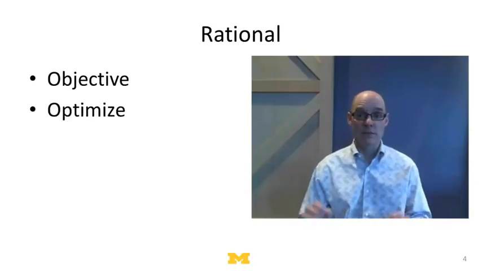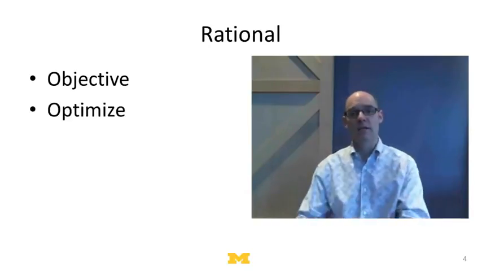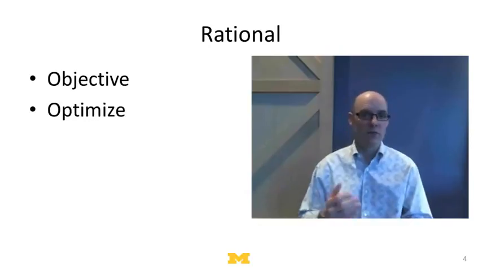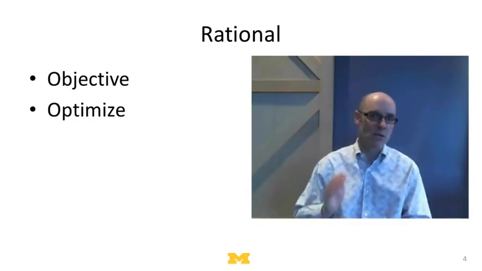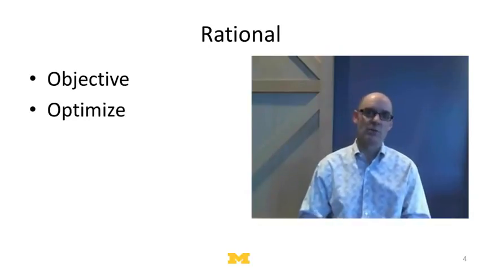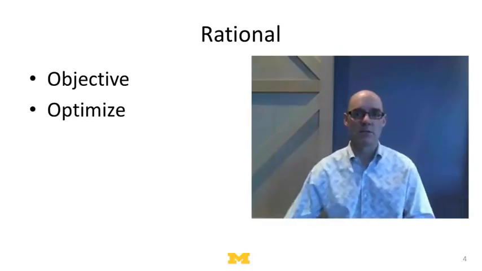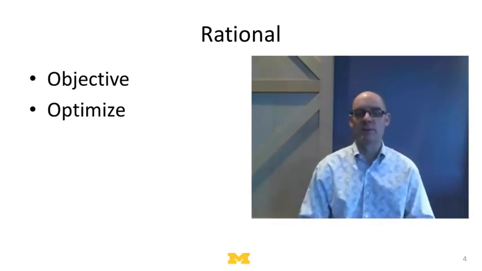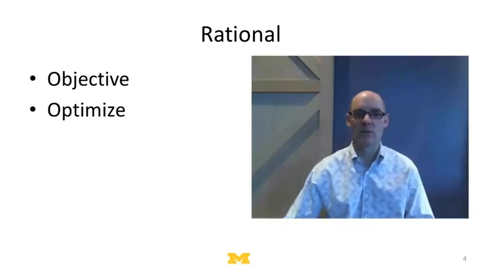Then what you assume is that people optimize. Given your objective, you do the optimal thing. So you take the choice that makes you as happy as possible, you make the political decision that gets you the most votes, and you produce the product that makes you the most money. Let me be more specific. So suppose you're an economist and you sit down and think, how many hours should someone choose to work?